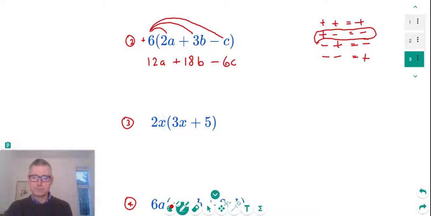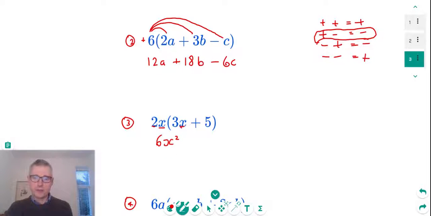The next one, we've got a 2x outside the bracket this time. So we've not just got a single number, we've got a 2x, and that 2x is going to multiply each part that's inside the bracket. So 2x times 3x, well, we can multiply the number part first of all. So 2 times 3 is going to give us 6. And then we can multiply the bits with the x's. So x times x will actually give us x squared.